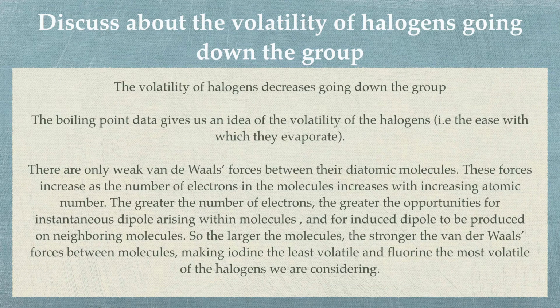The volatility of halogens decreases going down the group. The boiling point data give us an idea of the volatility of the halogens. There are only weak van der Waals forces between their diatomic molecules. These forces increase as the number of electrons in the molecule increases with increasing atomic number. The greater the number of electrons, the greater the opportunity for instantaneous dipoles to arise within molecules, and for induced dipoles to be produced on neighboring molecules. So the larger the molecule, the stronger the van der Waals forces between molecules, making iodine the least volatile and fluorine the most volatile of the halogens we're considering.